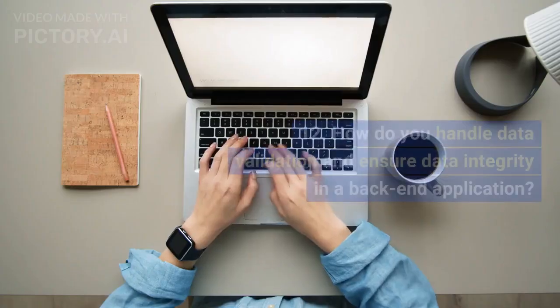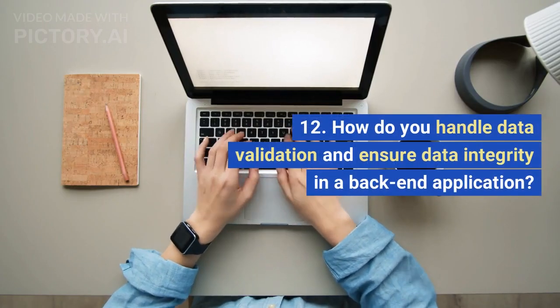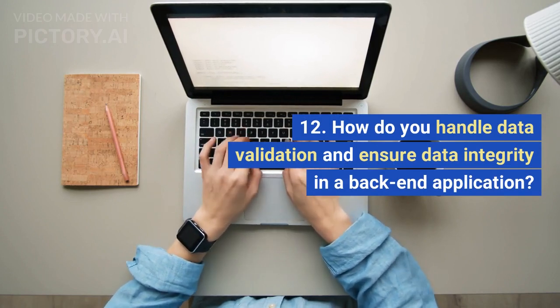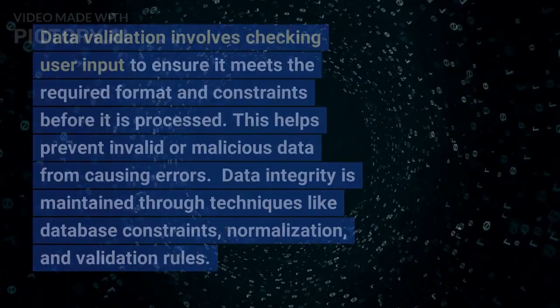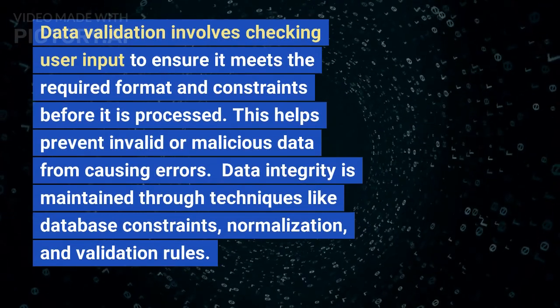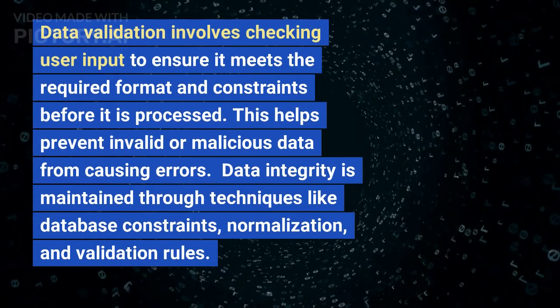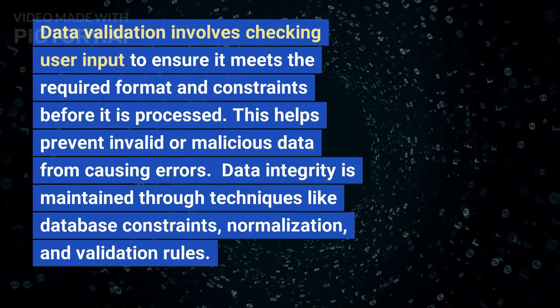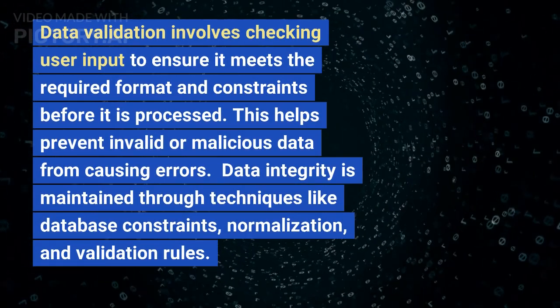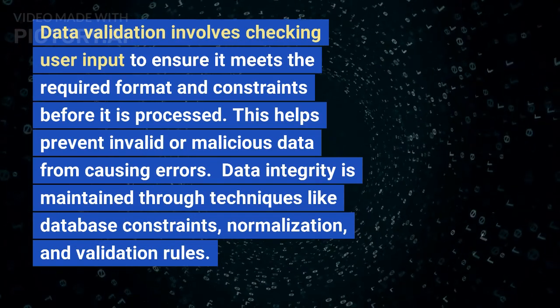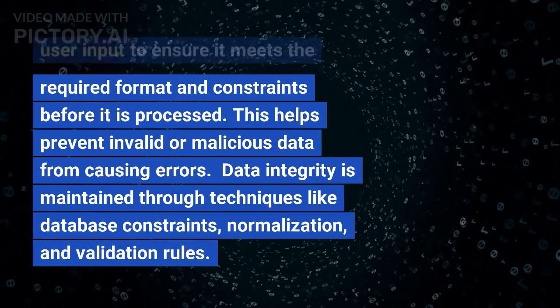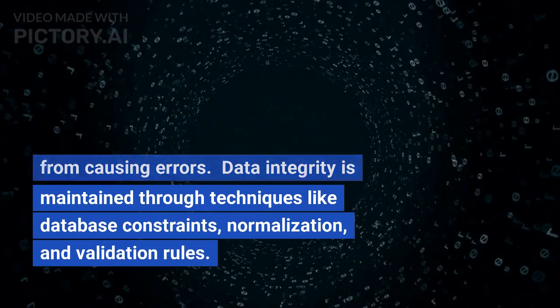12. How do you handle data validation and ensure data integrity in a back-end application? Data validation involves checking user input to ensure it meets the required format and constraints before it is processed. This helps prevent invalid or malicious data from causing errors. Data integrity is maintained through techniques like database constraints, normalization, and validation rules.